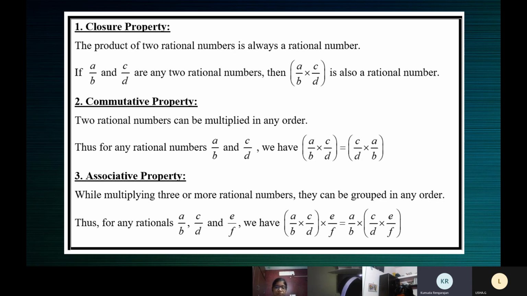Commutative: you take two rational numbers, and when you multiply them in any order, the result will be the same. Associative property of multiplication of rational numbers: here we must take a minimum of 3. When you group them in different orders and multiply them, the answer will always be the same.